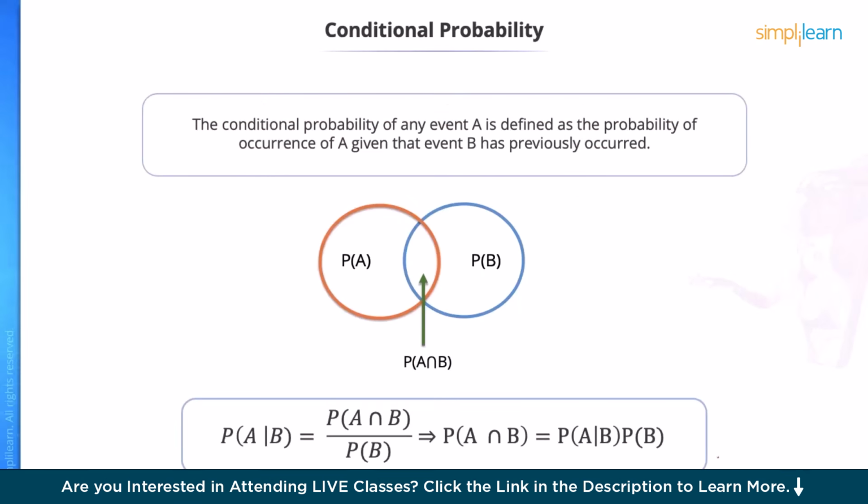Conditional probability. The conditional probability of any event A is defined as the probability of occurrence of A, given that event B has previously occurred. The conditional probability of event A given B can be estimated as the probability of A intersection B, that is, the probability of both A and B happening together, divided by the probability of B. It is also written as the probability of A intersection B equals the probability of A given B multiplied by the probability of B.